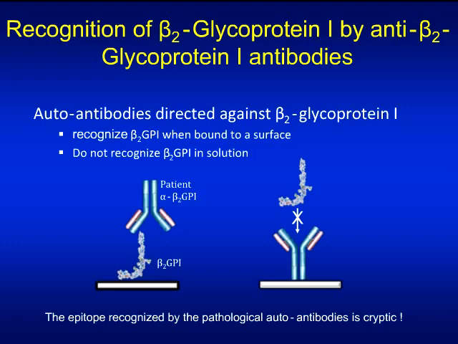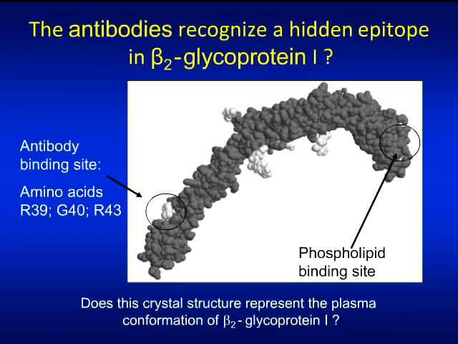If you do a very simple study and you take beta-2-glycoprotein 1 and you coat it on a plate, the patient antibodies will recognize it. But if you do it vice versa and you take the antibodies and you coat them on the plate and you try to bind beta-2-glycoprotein 1 that is present in plasma, no binding will take place. So the epitope that is recognized by these antibodies is hidden, is cryptic, and is not recognized by the antibodies in the circulation. Only when beta-2-glycoprotein 1 binds to a surface is the epitope exposed and the antibodies can bind. And that was a problem, because we have identified the crystal structure.